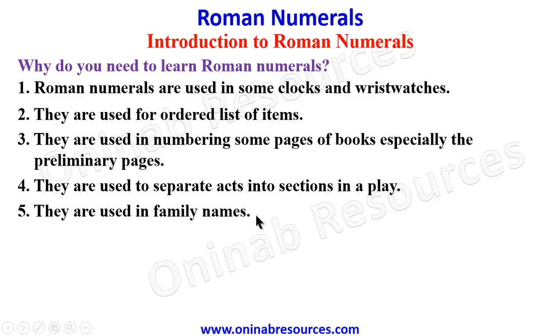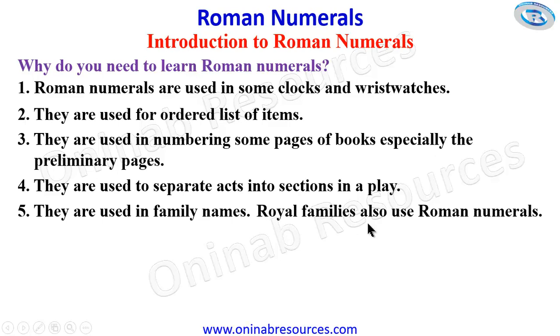Five, they are used in family names. Royal families also use Roman numerals. It is there you'll be hearing John Paul II, Sam Dodo V. So for royal family names, we are aware of Queen Elizabeth II of England and then King Charles III of England. And so many of those names, either family names or names of the monarchs.